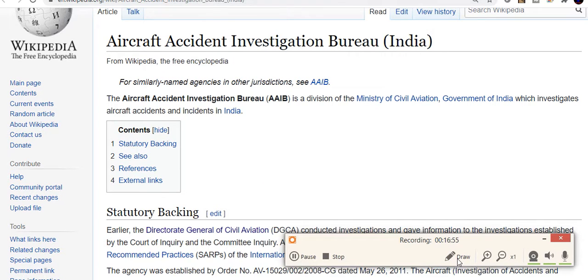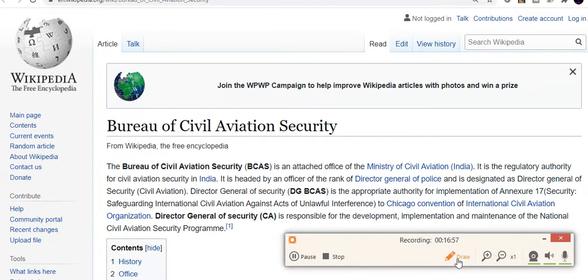Apart from that, you will find one more body. So let's read about this body as well. Bureau of Civil Aviation Security. So here, Bureau of Civil Aviation Security, BCAS, is an attached office. This is not a statutory body. Remember this thing, it is an attached office in your Ministry of Civil Aviation, and it is a regulatory authority for civil aviation security in India.